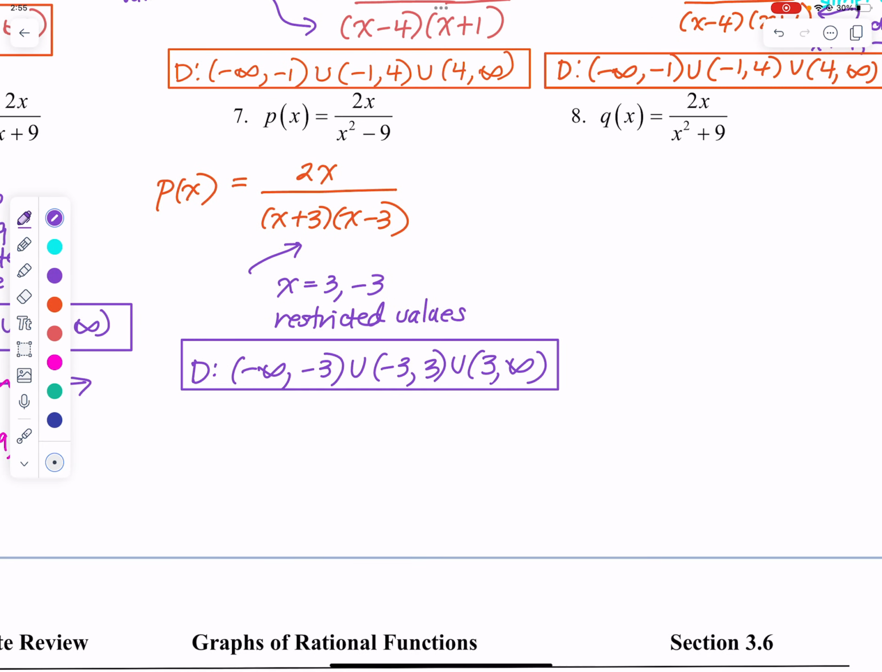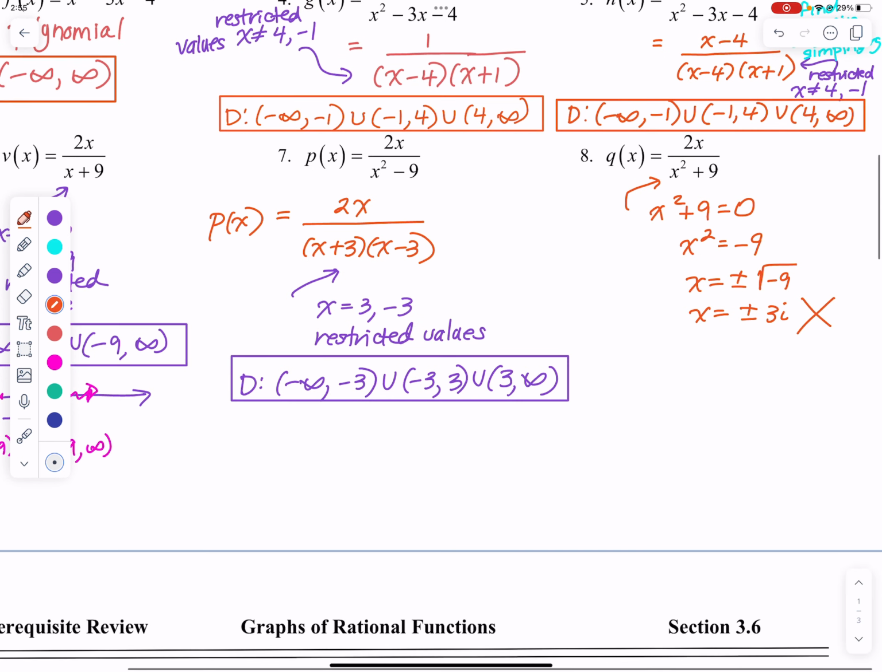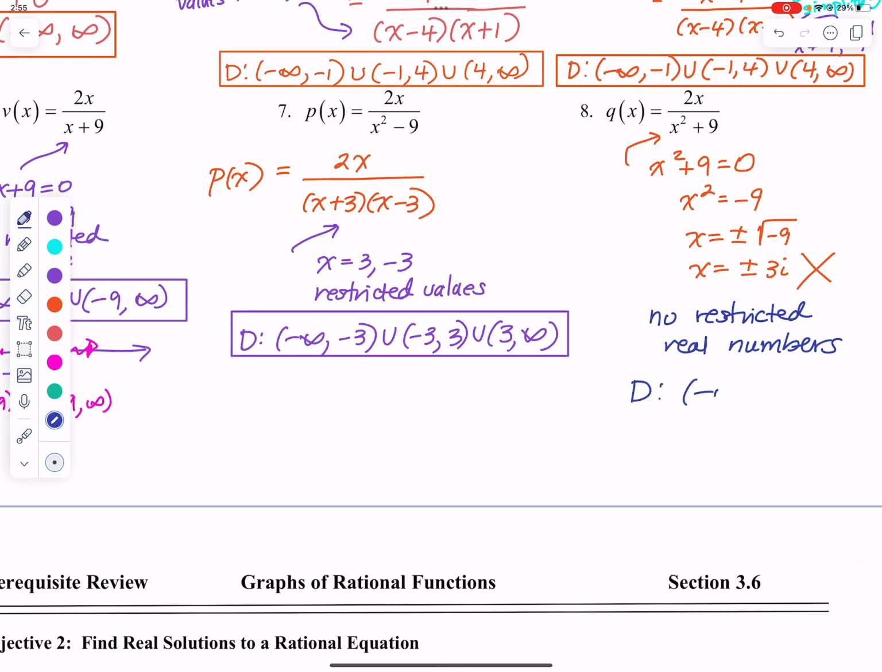Now, I can show you here that if you set x squared plus 9 equal to 0, you get x squared equals negative 9, and x equals plus or minus 3i, that is not real. So here, as you can see, there are no restricted real numbers. So the real numbers, that domain is going to be negative infinity to infinity.